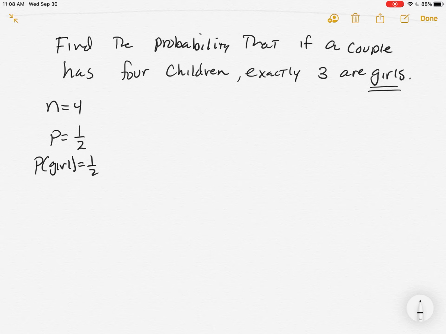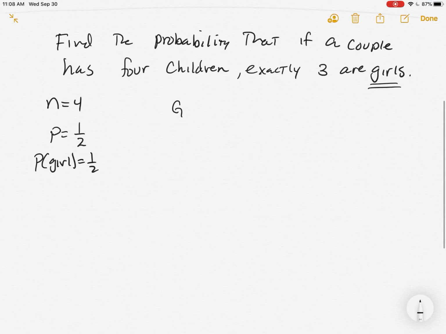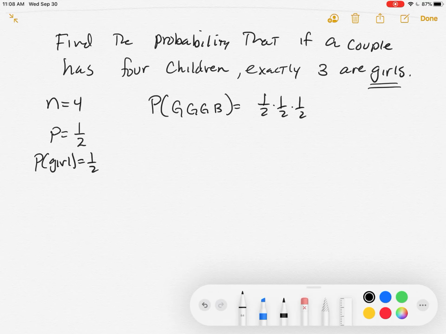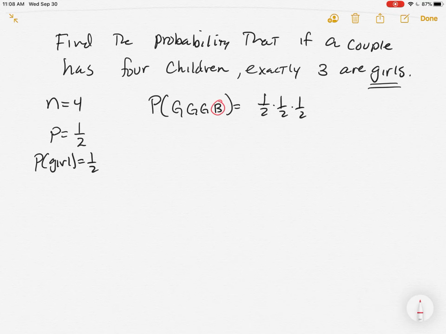What I need you to see is, let's talk about having 3 girls. That could be a girl on the first birth, a girl on the second birth. Here's 3 girls and a boy. The common mistake is for somebody to say, okay, that's easy: girl, girl, girl, and then I'm going to put the boy in red, because it's the boy that we don't want, because we want exactly 3 girls. That's a little bit of a misstatement, but it's the girls that we're focused on, so I'll leave that in black.